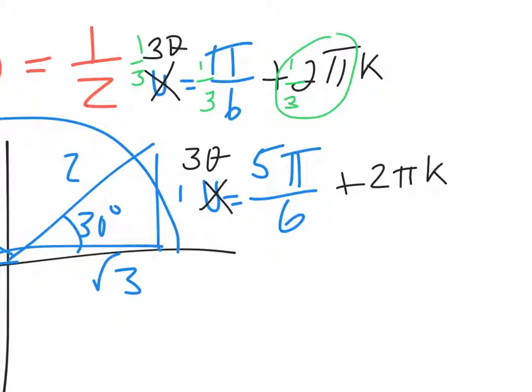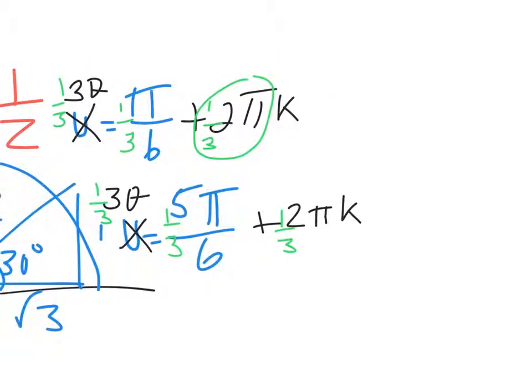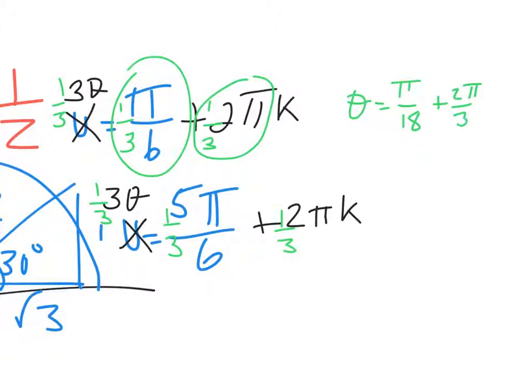Instead of adding 2 pi, we're going to add our period, which is 2 pi over 3. I'm going to multiply everything here by 1/3, and I'm going to clean this up. I now have theta equals, what is pi over 6 times 1/3? Pi over 18 plus 2 pi over 3 times k. You can have the k on top, it would be fine. I like to just think of it as separate.